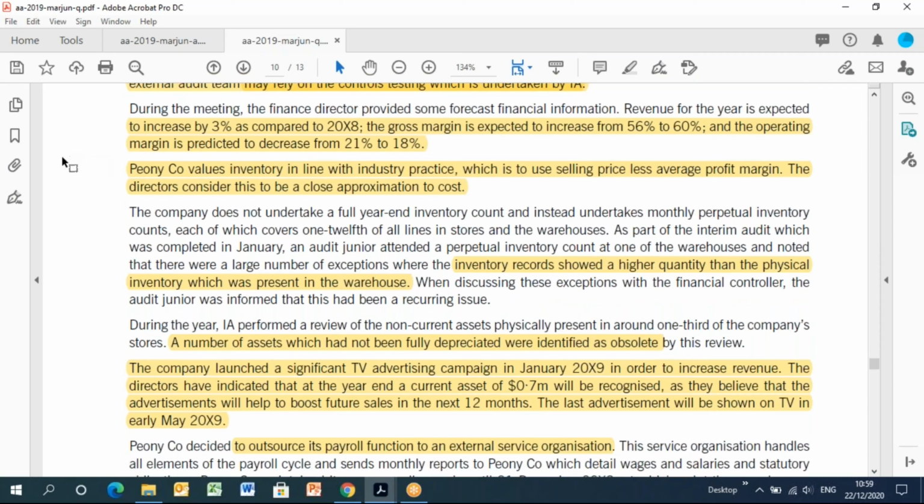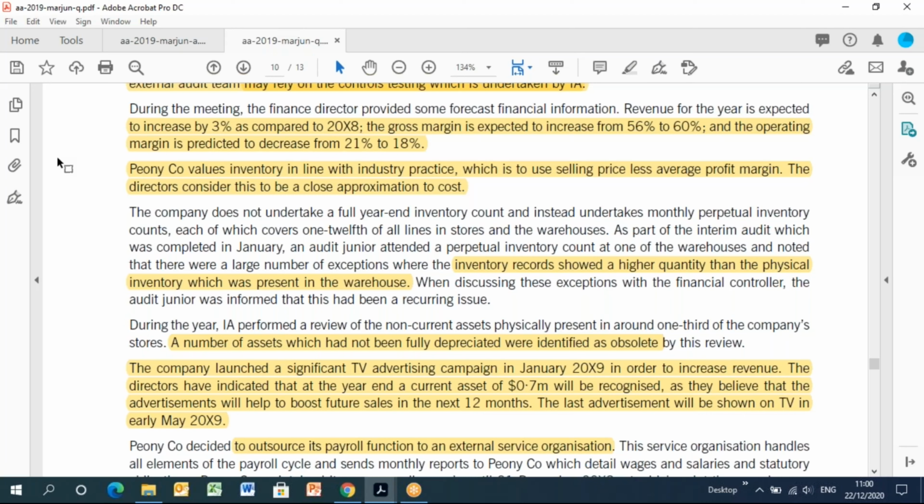The third risk says that the company values inventory in line with industry practice, which is to use selling price less average profit margin. The director considered this to be a close approximation to cost. As you know, the inventory should be valued at the lower of cost and net realizable value. It might be that the method the company is using to measure the inventory is an attempt to manipulate figures in the financial statements. So you should say that the risk is that the inventory could be over or undervalued.